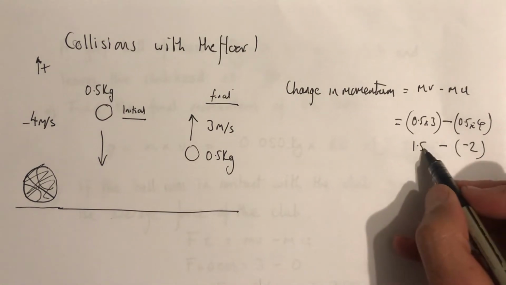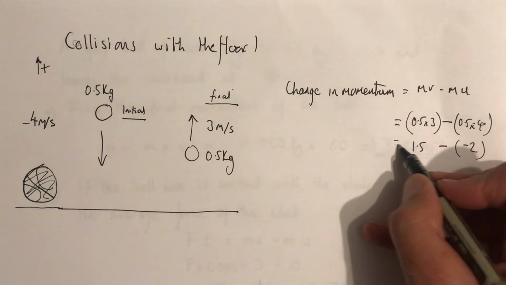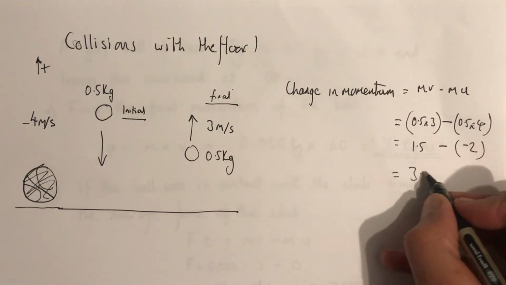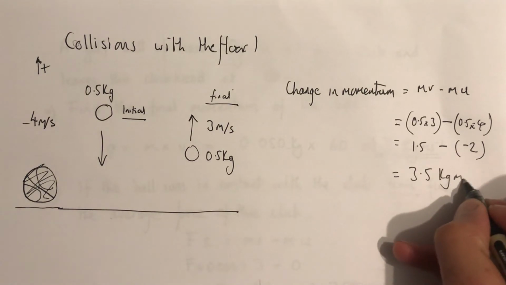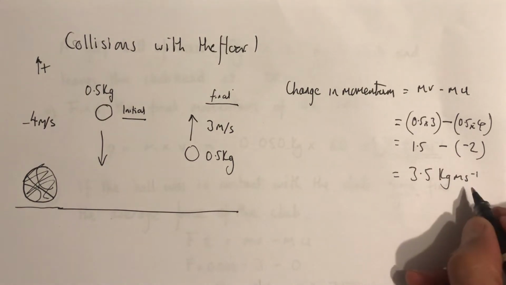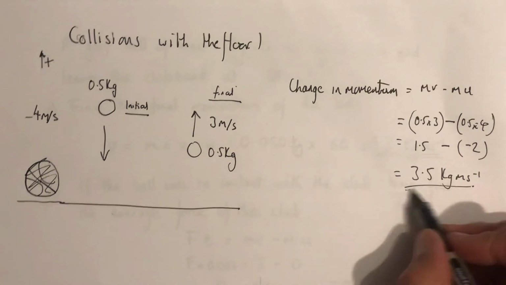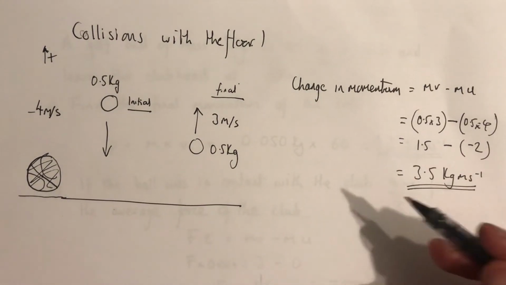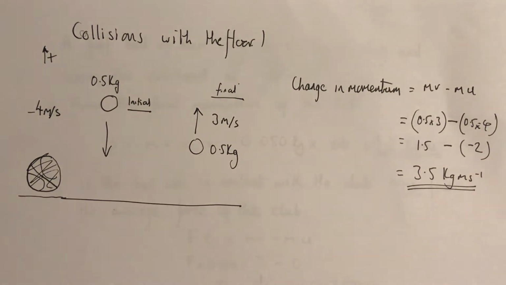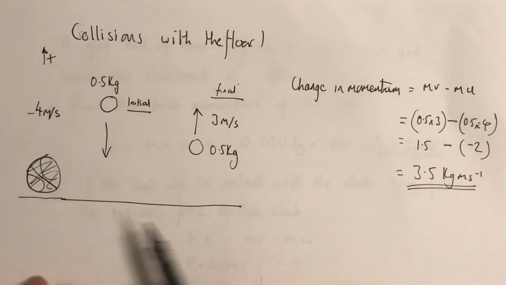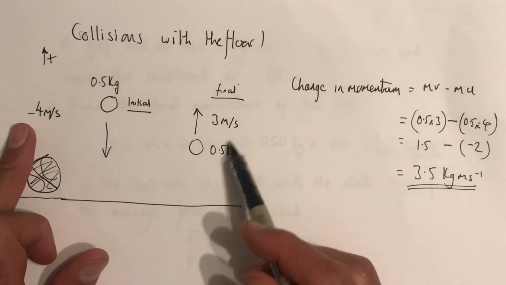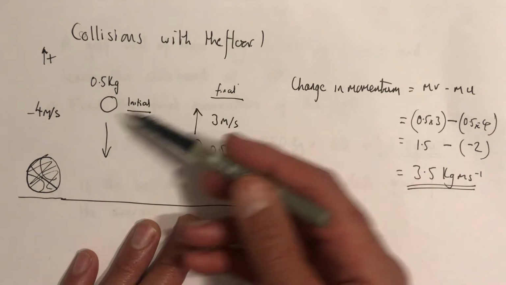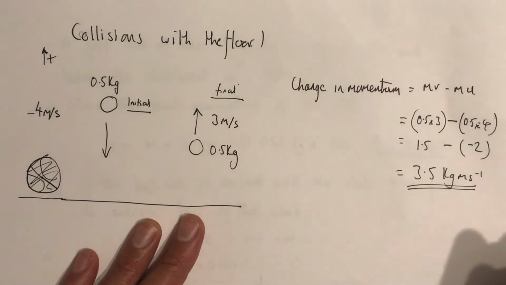So when I do 1.5 minus minus 2, I get a change in momentum of 3.5 kilogram meters per second. Okay? So that is something you're going to have to work through very carefully. You've got to pick a direction for positive, then sort out your velocities and substitute in what is after the collision with the floor in this case, and what's before the collision, and work out your change in momentum.